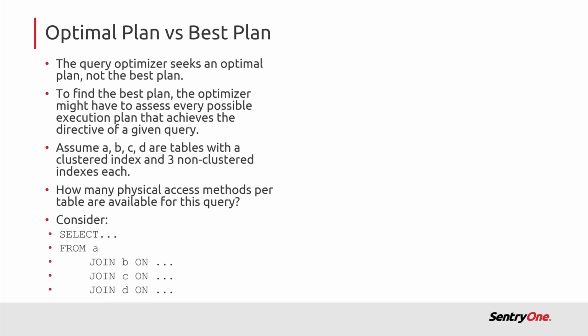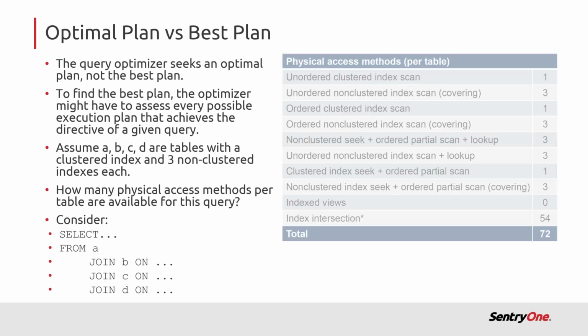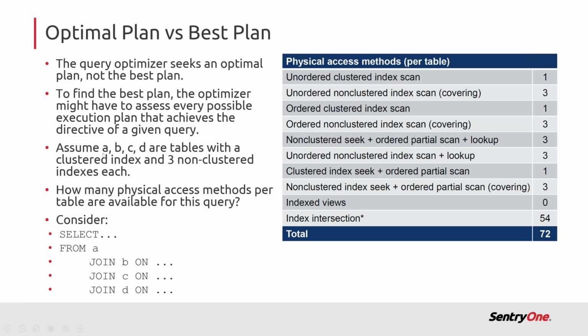All right. Now, SQL Server does a lot to try and figure out the optimal plan. That's different than the best plan. What's the difference between the best plan and an optimal plan? Basically, time. Okay? So imagine we have 4 tables, A, B, C, and D. Each of the tables has a clustered index and 3 non-clustered indexes. That means that SQL Server has 72 different physical access methods per each of those tables when it is assessing that in a join.